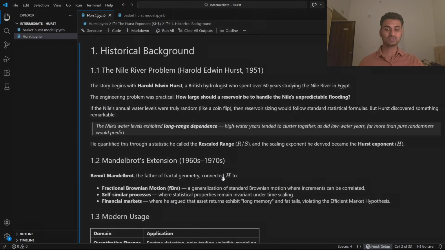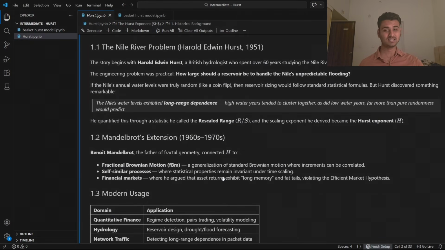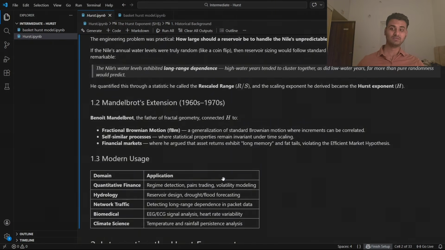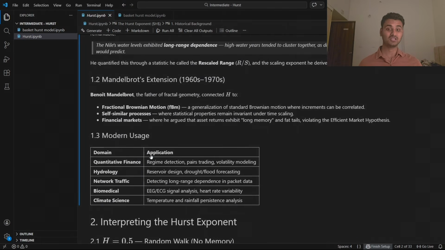He quantified this, called it the rescaled range, and the scaling exponent he derived became the Hurst exponent. Then there was the Mandelbrot extension in the 1960s and 70s. Benoit Mandelbrot, the father of fractal geometry, connected Hurst to fractional Brownian motion. Standard Brownian motion is independent, whereas fractional Brownian motion works on correlation. It is a generalization of standard Brownian motion where increments can be correlated. In financial markets, he argued that asset returns exhibit even larger long memory and bigger fat tails that entirely violated the efficient market hypothesis.